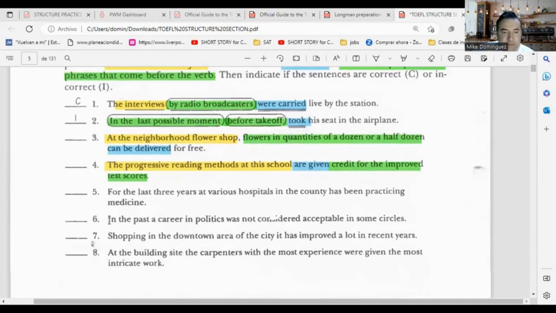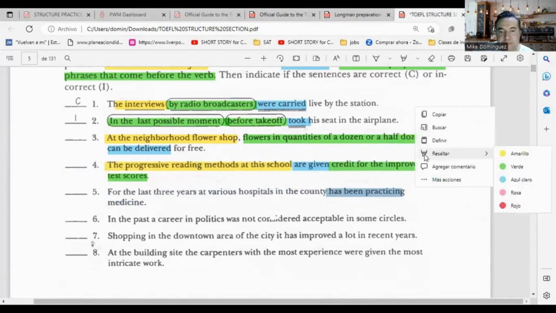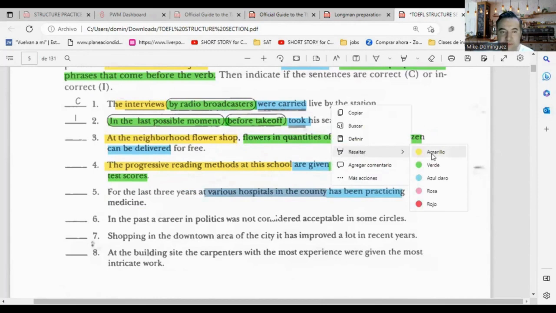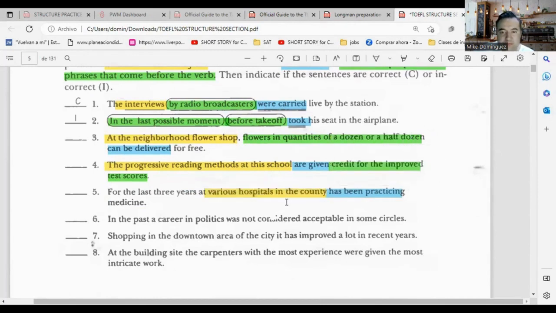Number 5. For the last 3 years, at various hospitals in the country, has been practicing medicine. Has been practicing medicine. The verb. Has been practicing only. Various hospitals in the country. The subject. And maybe for the last 3 years, it's green.